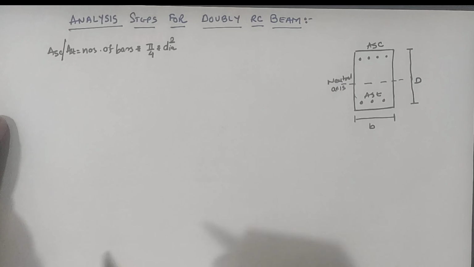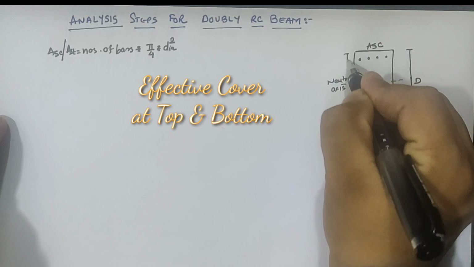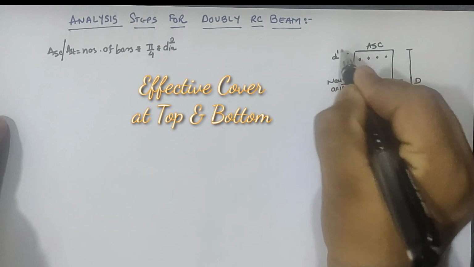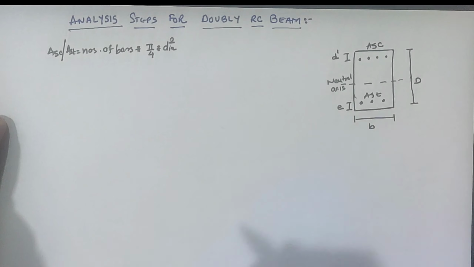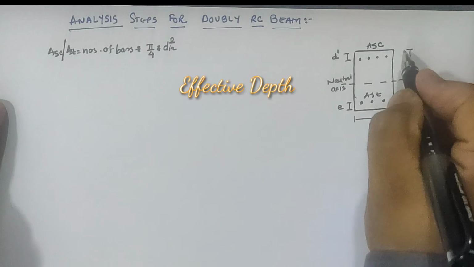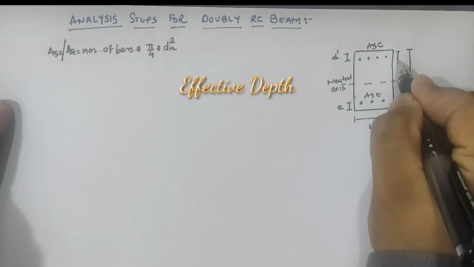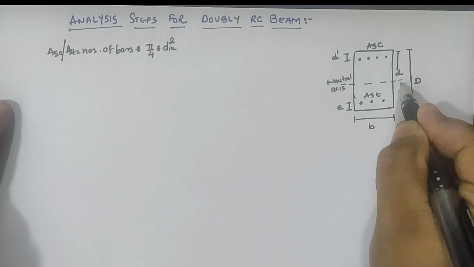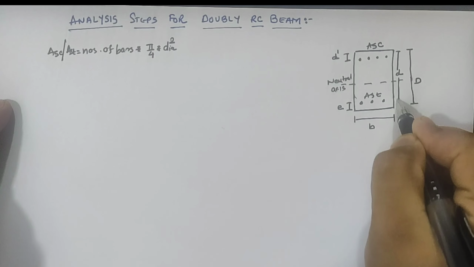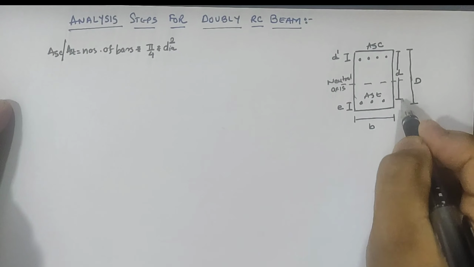The next thing required is the value of the effective cover in the compression zone as well as the effective cover in the tensile zone. It is d dash and d'. The next portion is the effective depth, from the extreme compression fiber to the center of the reinforcement in the tension zone.